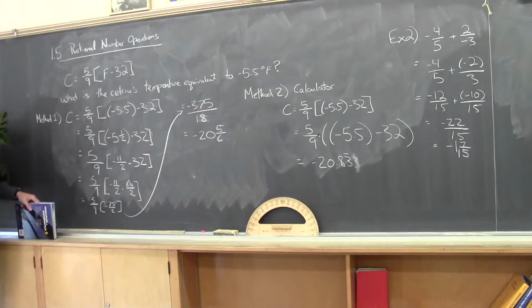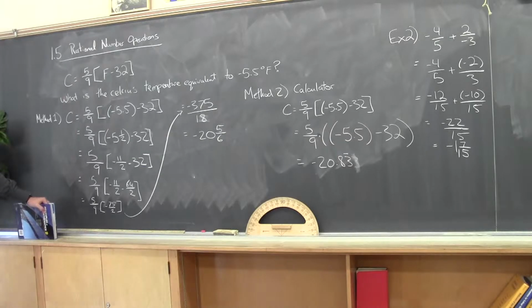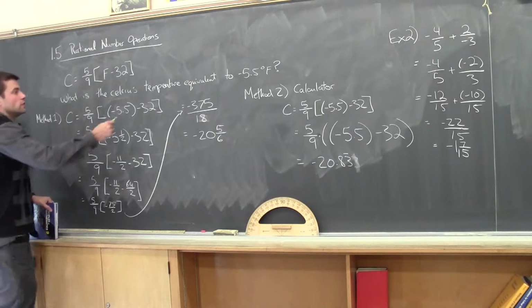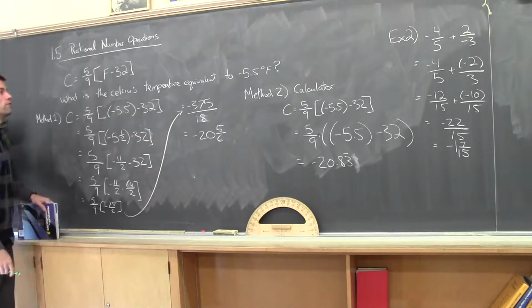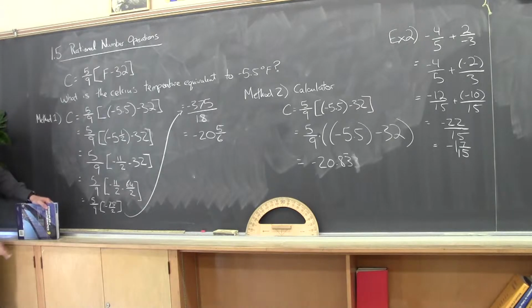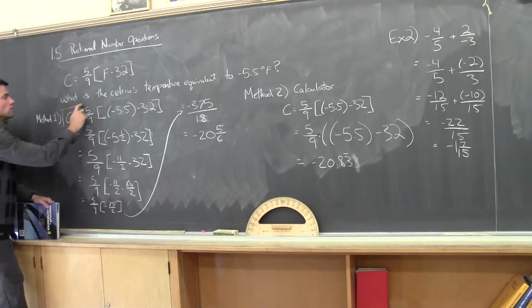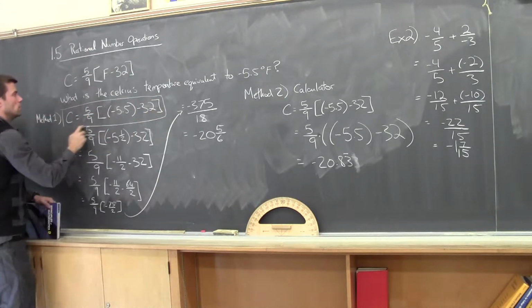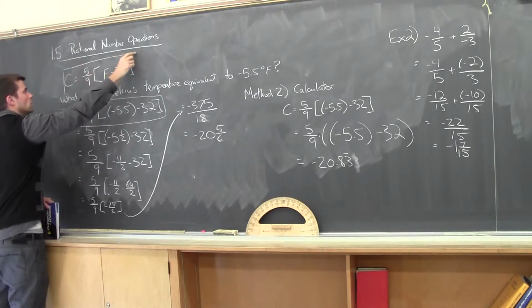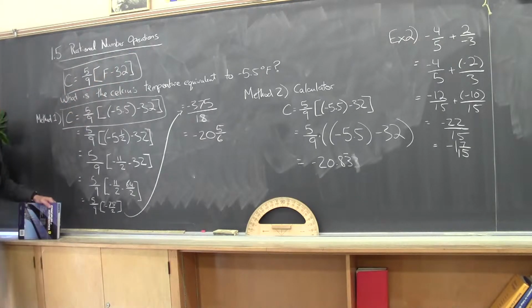The first question we look at in the textbook says, what is the Celsius temperature equivalent to negative 5.5 degrees Fahrenheit? This is a common problem between Canada and the States. If you're in the States, they go by Fahrenheit, we go by Celsius. So if it's negative 5.5 in Fahrenheit, we want to know what it is in Celsius. There's an equation that we can use, which is here, where we plug in the value of Fahrenheit.